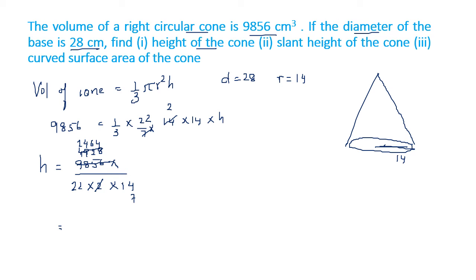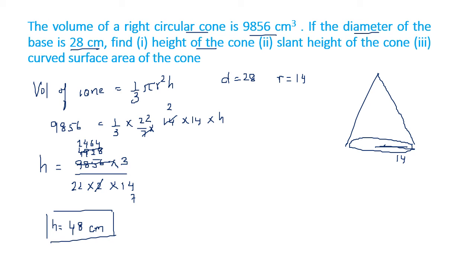You can do the calculation. This is 9856 into 3 upon this. So you can do a calculation. So height will be almost 48 on the calculation, centimeter. Not almost, the height is 48 centimeter.